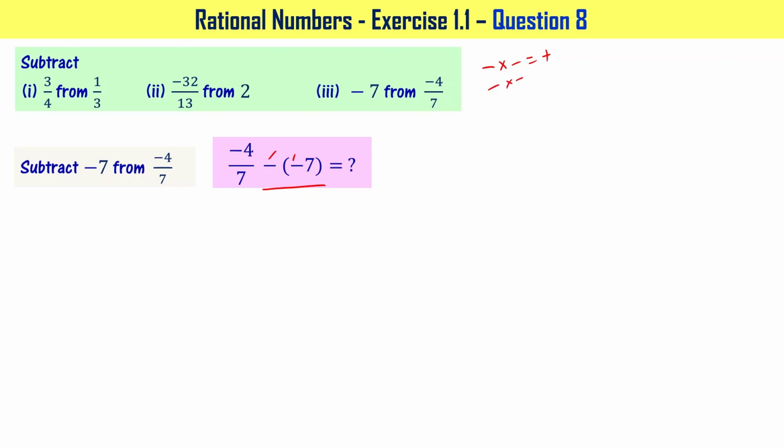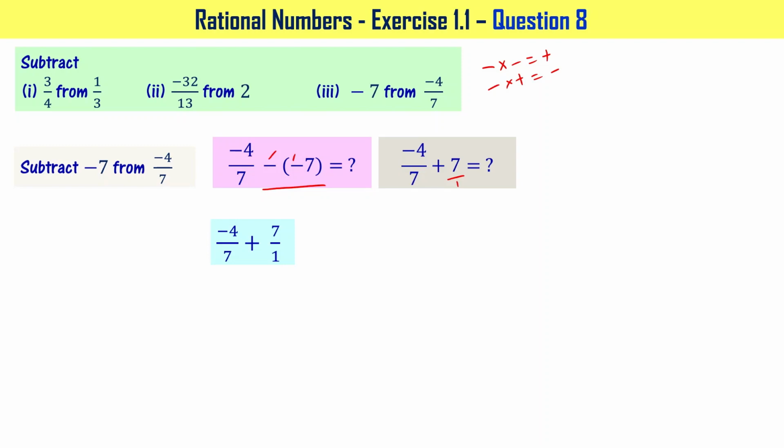Minus times plus is minus, right? For that reason, since minus times minus is there, we can write it as minus 4 by 7 plus 7 equal to what? We want to find the value of this, right? Let me write it as minus 4 by 7 plus 7 by 1. I'm writing this 7 as 7 by 1.